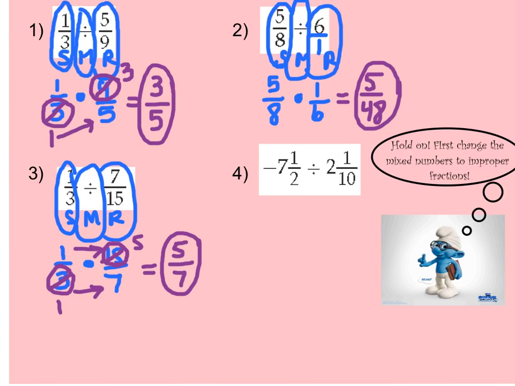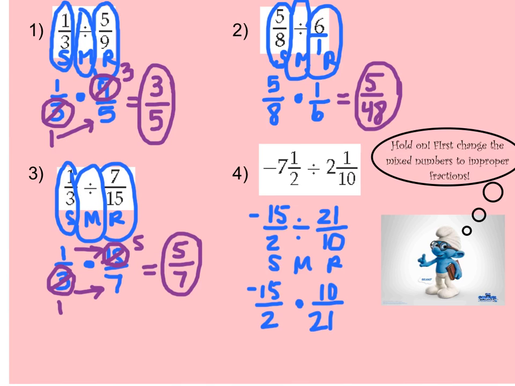Okay, so now for number 4, Brainy Smurf here is saying, hold on, first change the mixed numbers to improper fractions. So if you'd like to, pause the video and try this one on your own. We need to first change our mixed numbers to improper fractions and then go ahead and SMUR. Play the video to check your answer.